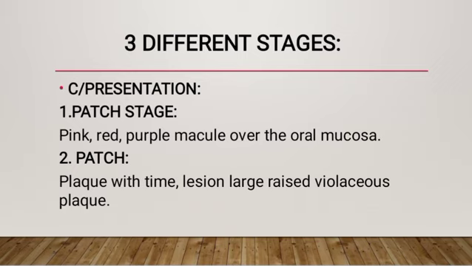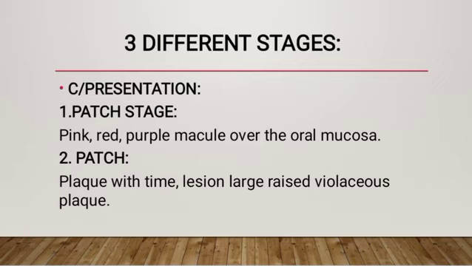Now moving towards the different stages. One is the patch stage, then the plaque stage. In the patch stage, what happens? It shows pink, red, and purple macules over the oral mucosa. With time, these become large, raised, voluminous plaques. First it was red, purple, and pink, then they fuse and give rise to the voluminous plaques.